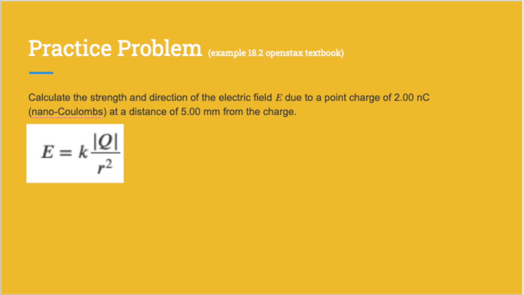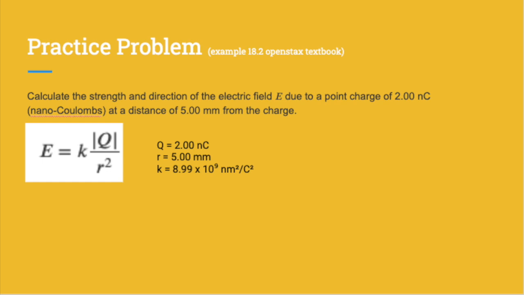So we know that coulombs relates to charge, and meters relates to distance, so we know that we should probably use the electric field equation. So, knowing that Q equals 2 nanocoulombs, R equals 5 millimeters, and K equals our constant 8.99 times 10 to the 9th, we also have to remember that we are measuring in coulombs and meters when we're plugging into the electric field equation. So you want to convert nanocoulombs and millimeters into coulombs and meters, and then plug it into the equation. Go ahead and hit pause and try it out for yourself.